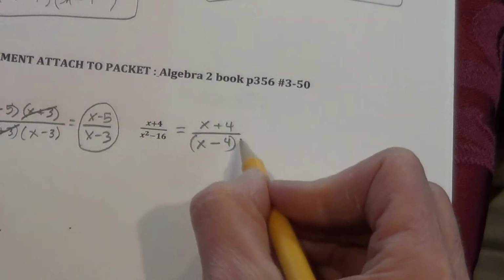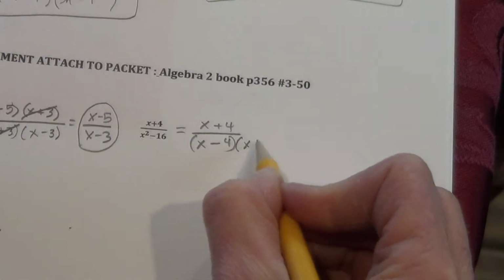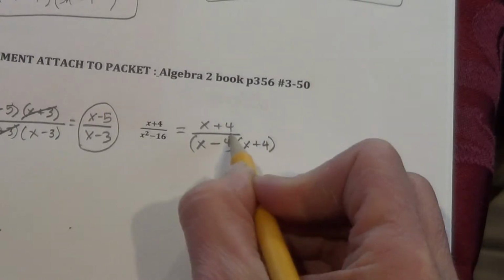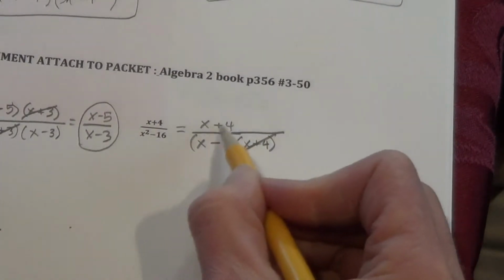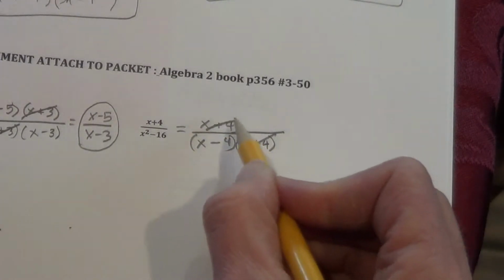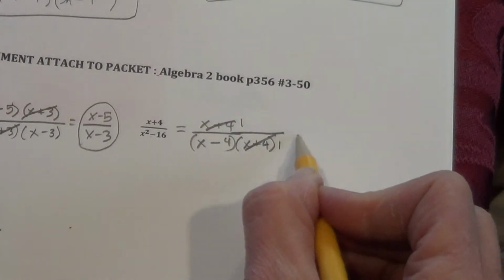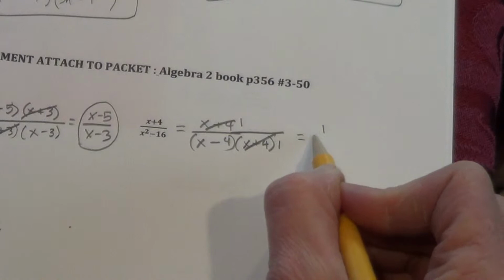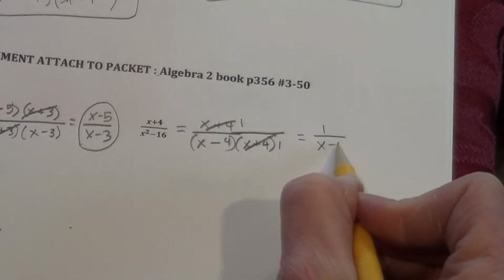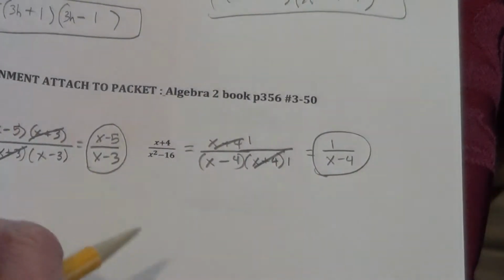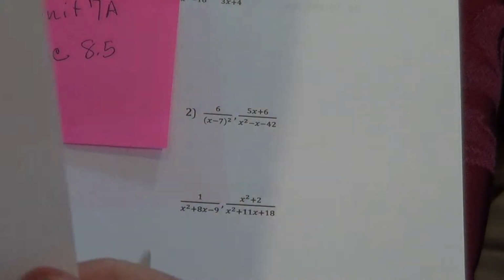I see that that's a difference of 2 squares. That's why I factor it this way. Those cancel. When I cancel them, I'm actually saying x plus 4 goes in there once, goes in there once. So that leaves me with a 1 on top of x minus 4. Good job, I hope you got it right.